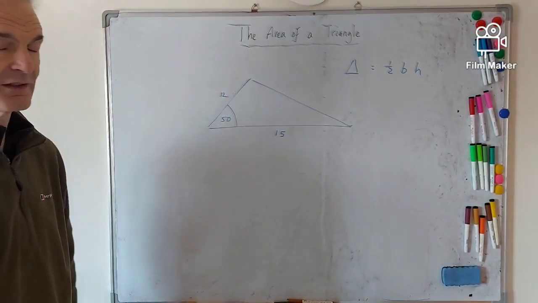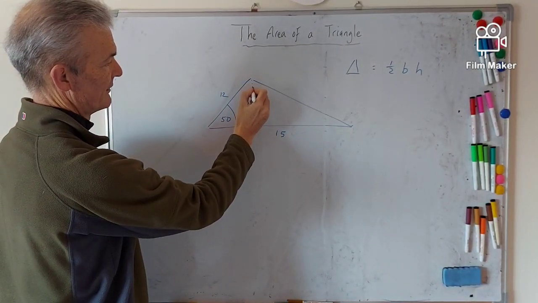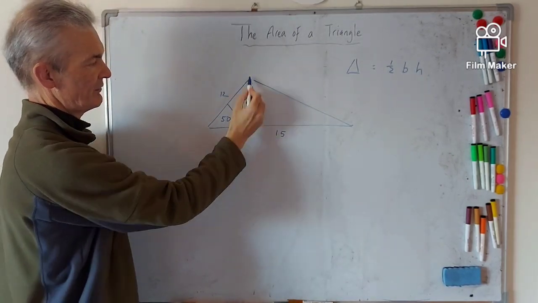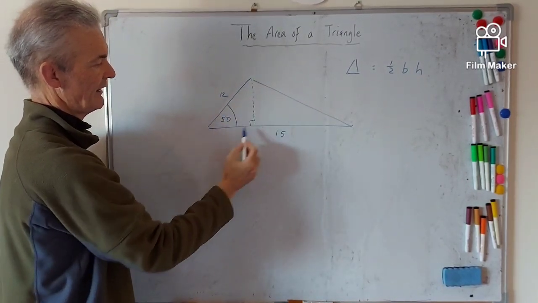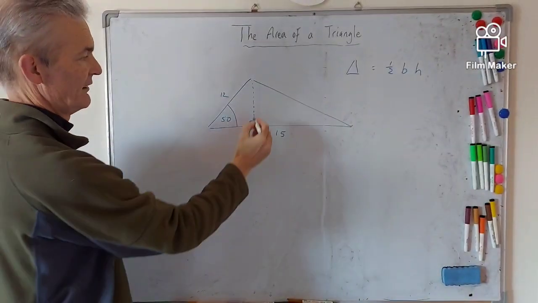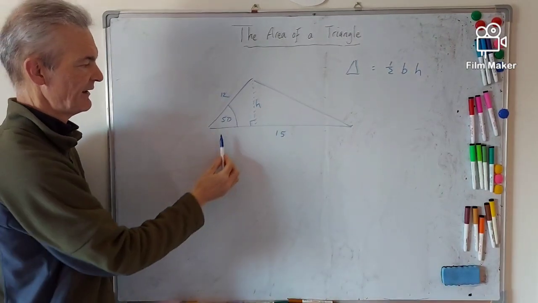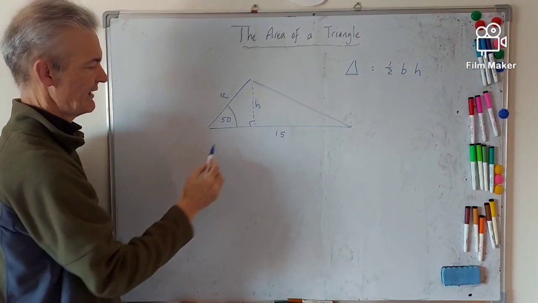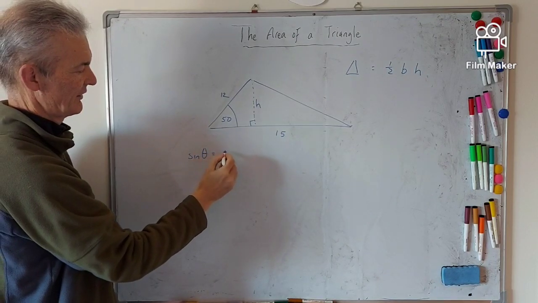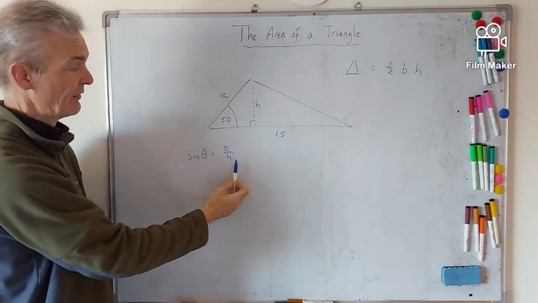So what we could do is find the height. So if we drop a perpendicular down here and create a right angle triangle here, we can use SOHCAHTOA to find the height. I'll just label that H for height. So hopefully you can see that we're going to use the sine here. So I'm saying sine theta equals opposite over hypotenuse. Hopefully you remember that from SOHCAHTOA.